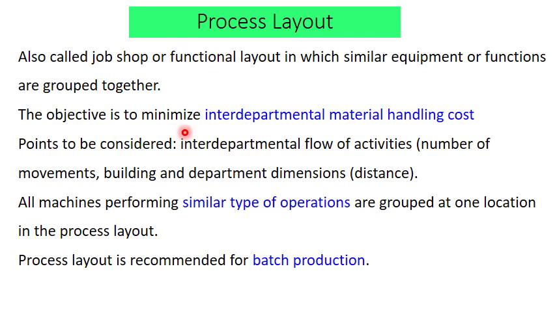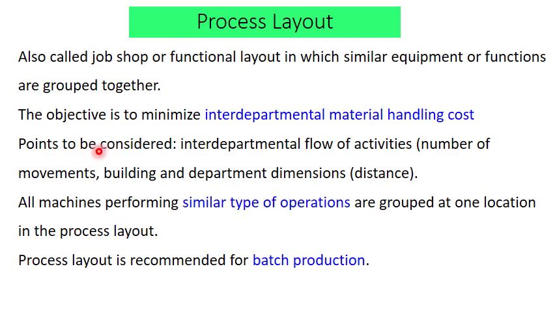The objective is to minimize interdepartmental material handling cost. If we cannot group those similar purpose machines together, there is a material handling cost. We have to move the output of one equipment to the other machines. But if we group those similar purpose machines together, there is no movement of materials from one machine to the other, or we can reduce the material handling cost or interdepartmental material handling cost.